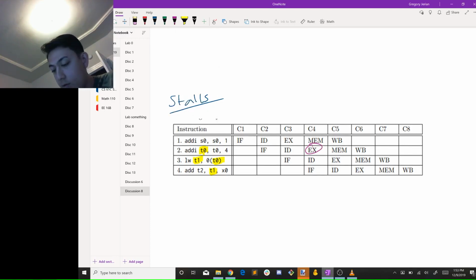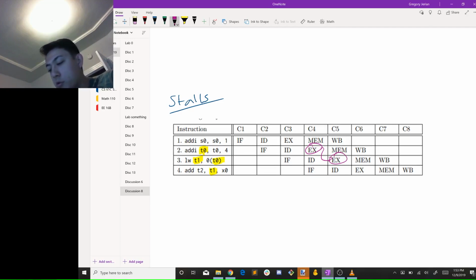So the value of T0 is needed for part 3, right? And we know that it comes out of the execute phase in part 2, because that's when it gets added. And what phase is it needed in? Well, it's needed in the execute phase for part 3, right? Because it gets added to 0, and that's what you load from that memory address.